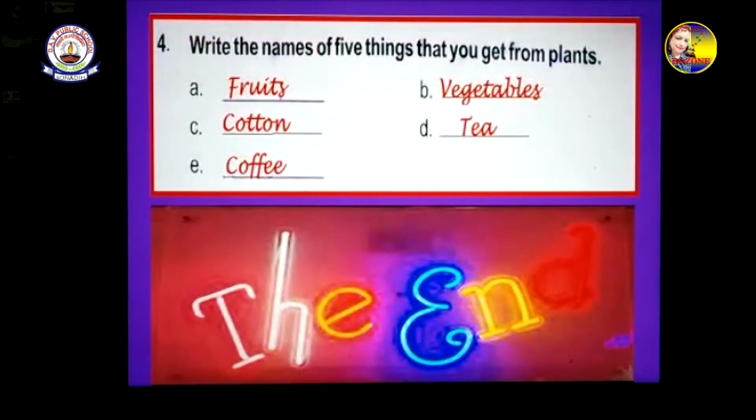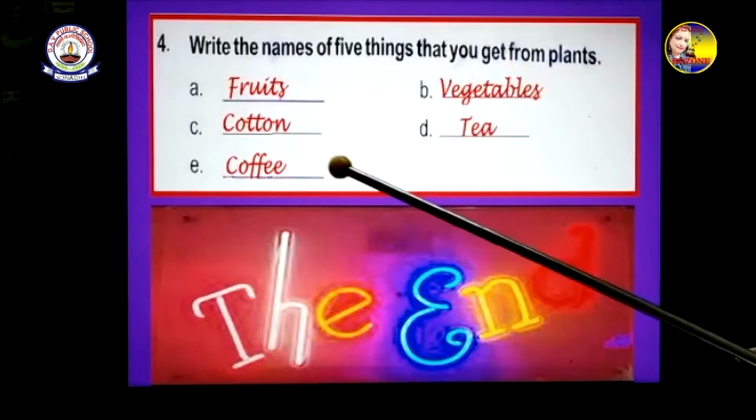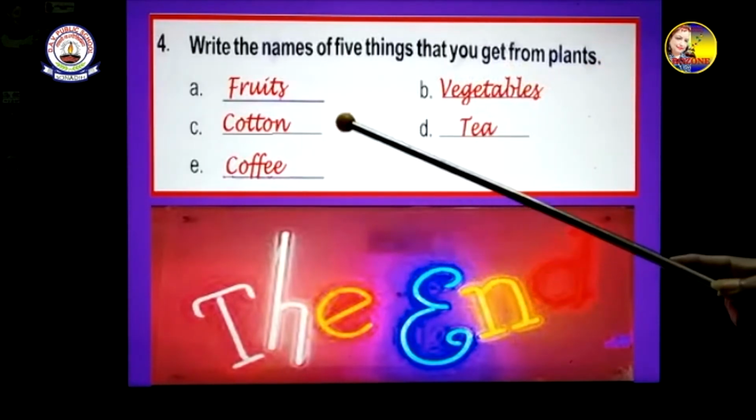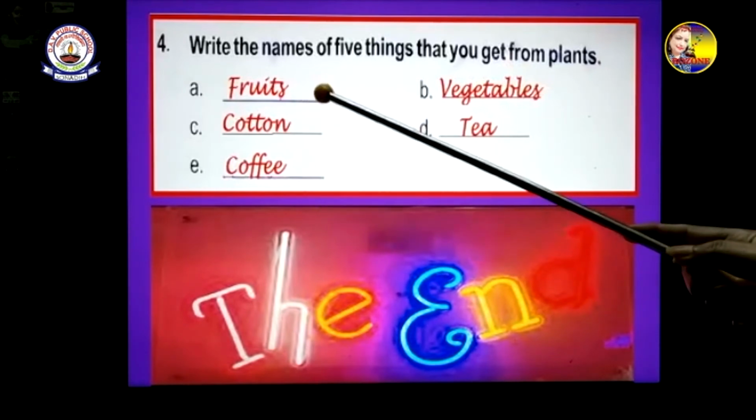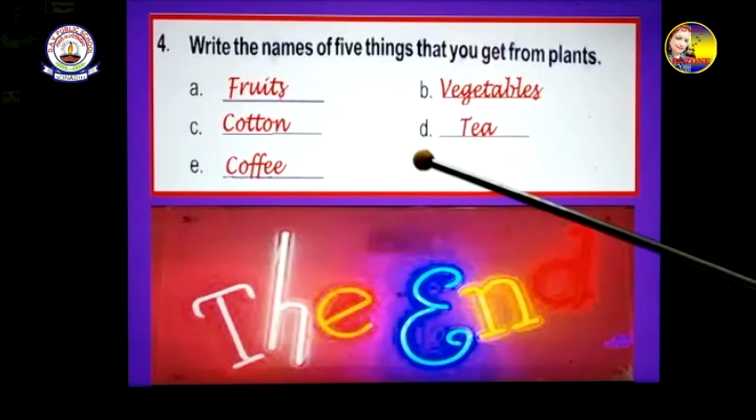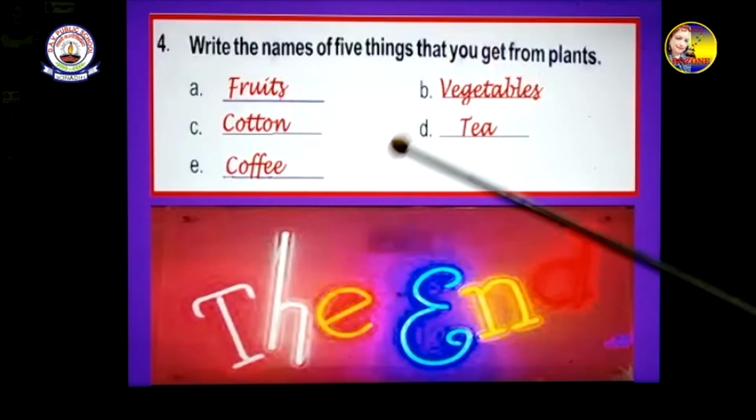The last question, write the names of 5 things that you get from plants. Already you have done previously also, and again it has been done for you. You can write down in your book: fruits, cotton, vegetables, tea, coffee.